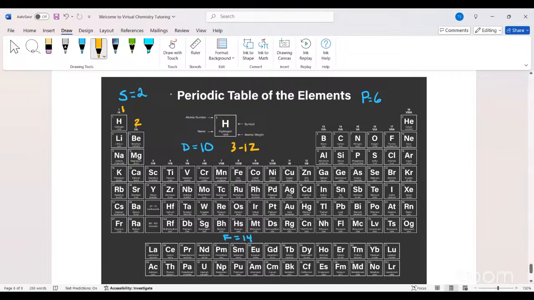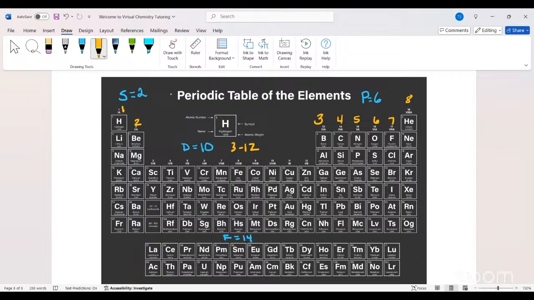When it comes to your groups, in terms of your valence electrons, because this is what's going to also play a factor in you determining how many valence electrons you're going to have on your sub energy levels. When you get to groups 13 through 18, you drop the 1 off. So that's going to give you 3 valence electrons for group 13, 4 valence electrons for group 14, 5 for group 15, 6 for group 16, 7 for group 17, and 8 valence electrons for group 18.